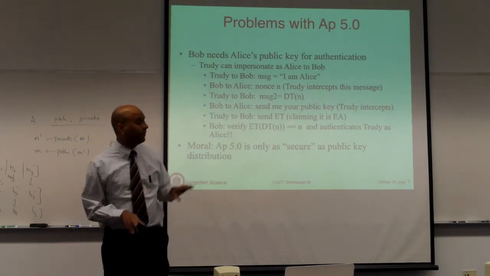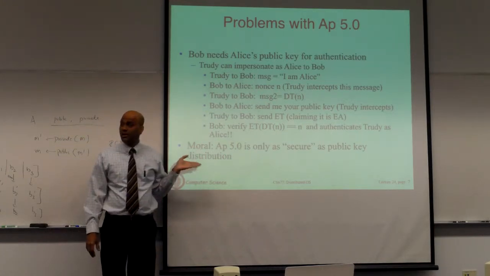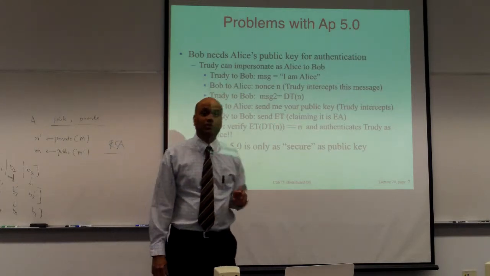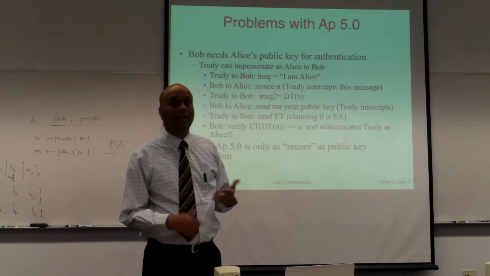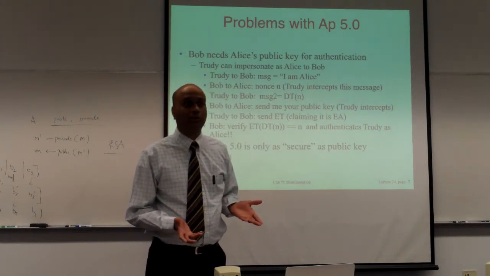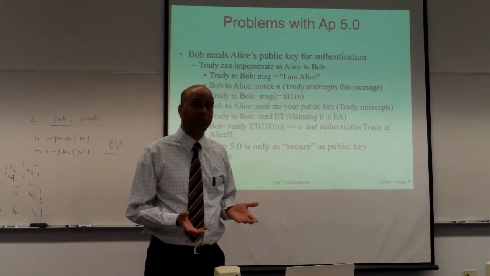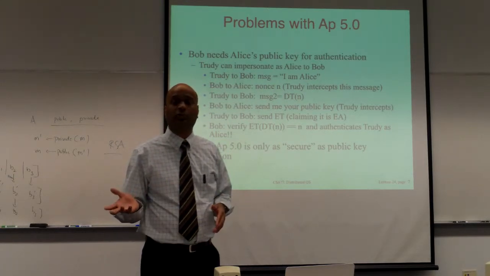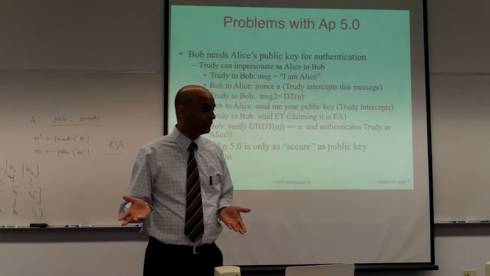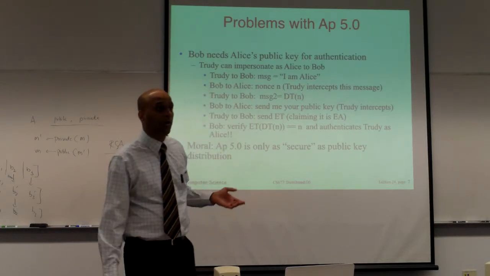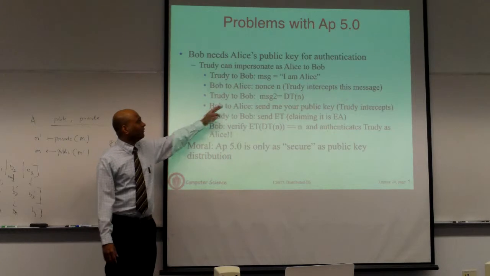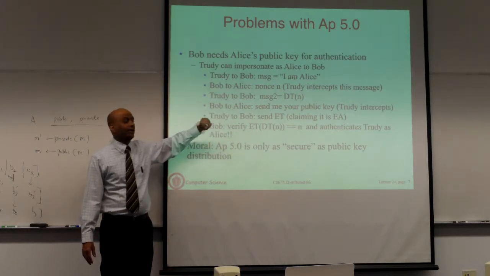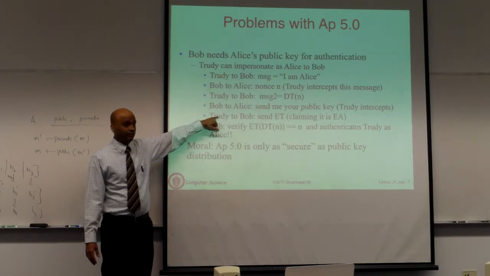So what has happened is this is not a problem with public key cryptography. The problem is that key distribution is the issue. Any encryption algorithm is only going to be as secure as its key distribution. So you need not only a good encryption algorithm, you also need a secure way to share keys. Here the problem was that Bob did not have a good way to get Alice's public key, and you were able to break the protocol at that point.